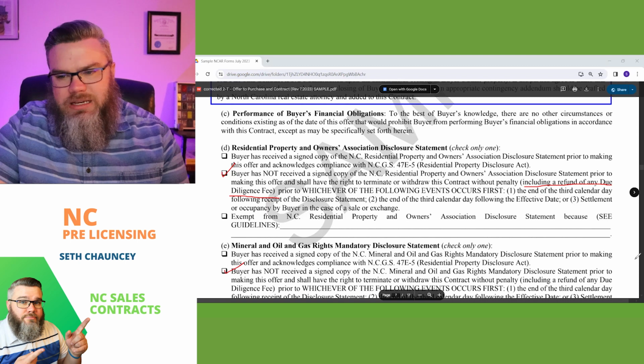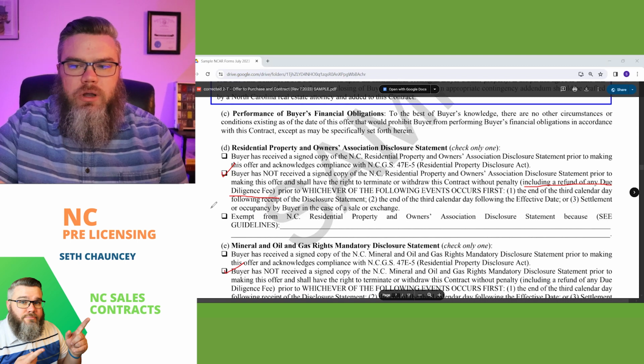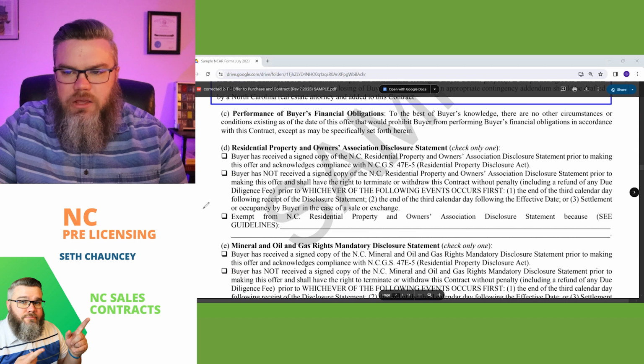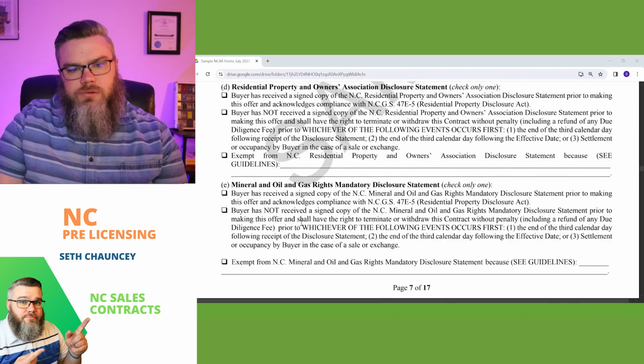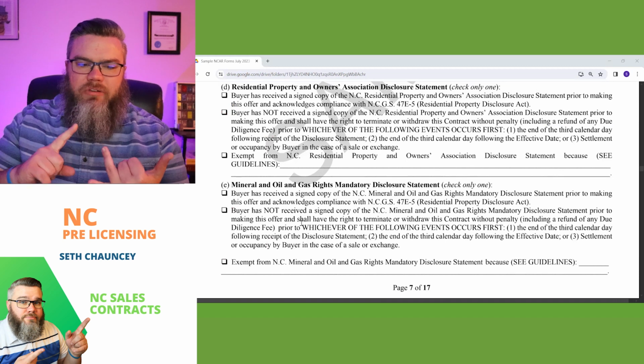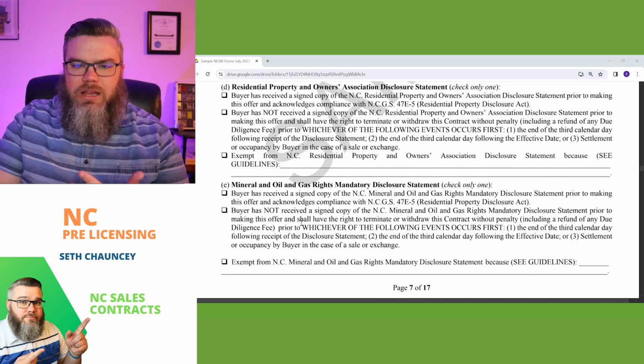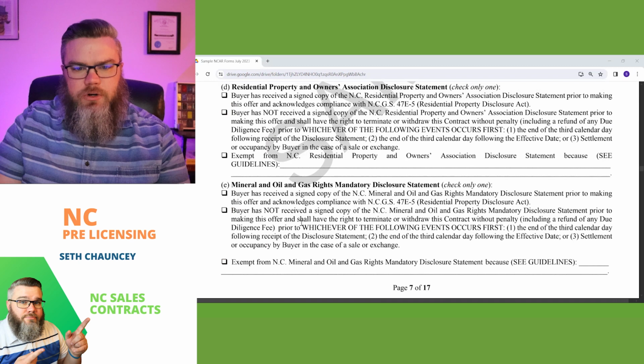Now, the MOG says the exact same thing. It's not if they don't get both. If they don't get either one when they were required, they would have that right. 3 days from the effective date, having not received them, or 3 days from the date that they did receive them, whichever occurs first.